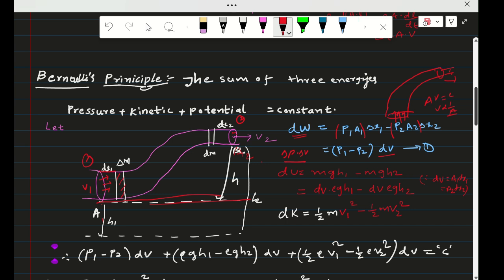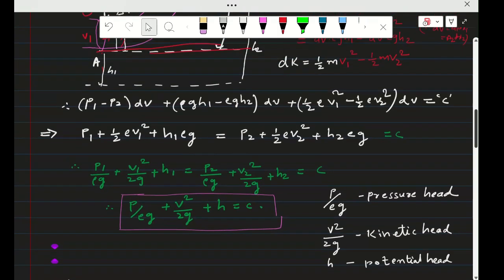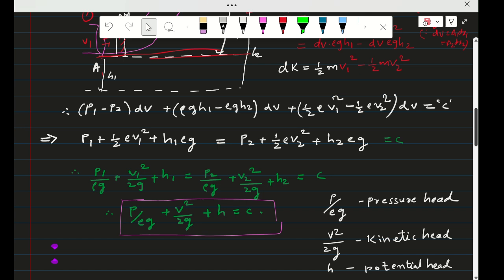So in the place of m, I can write mass is equal to volume into density, dV into density, into substituting h1 minus dV into rho into gh2. So now kinetic energy of m v1 square minus m v2 square. In the m value substitute, and finally we will get this: the pressure energy P1 minus P2, change in potential energy h1 minus h2 of rho g, change in kinetic energy, is equal to constant. So now 1 and 2 are separate.